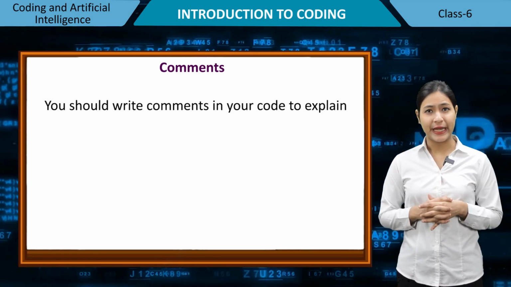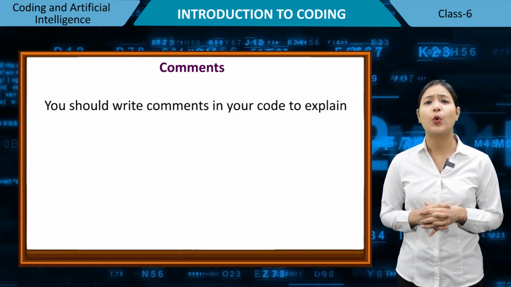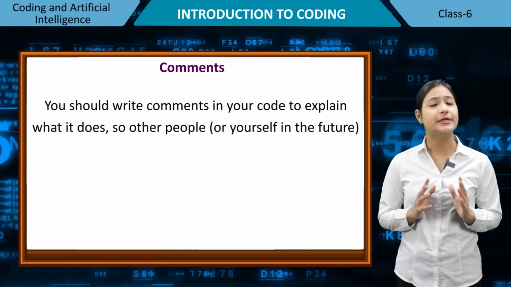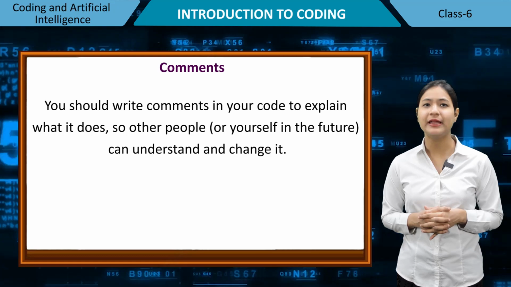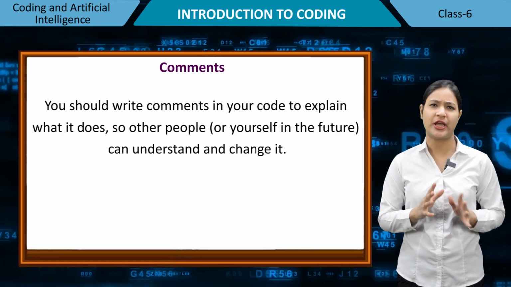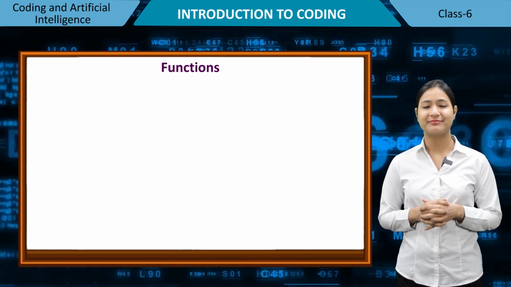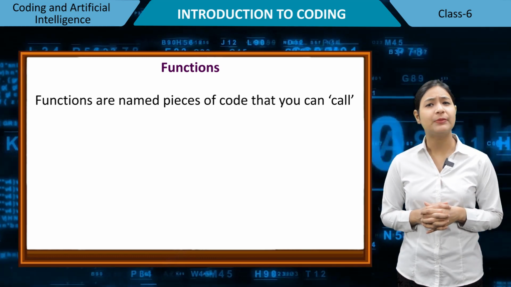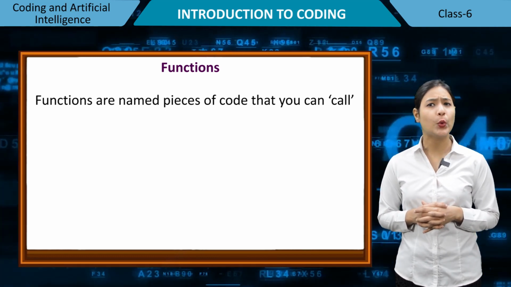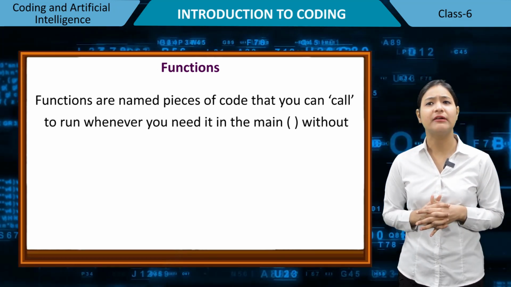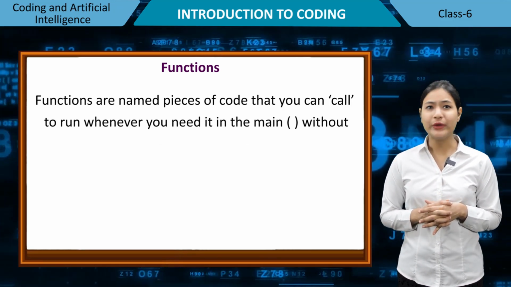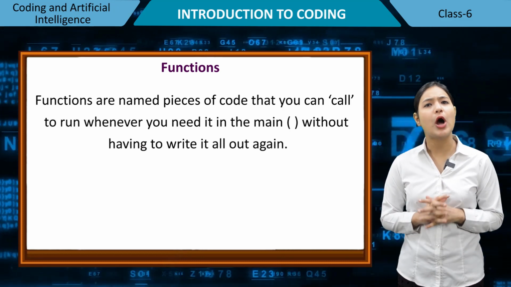You should write comments in your code to explain what it does so other people or yourself in the future can understand and change it. Functions. Functions are named pieces of code that you can call to run whenever you need it in the main code, without having to write it all out again.